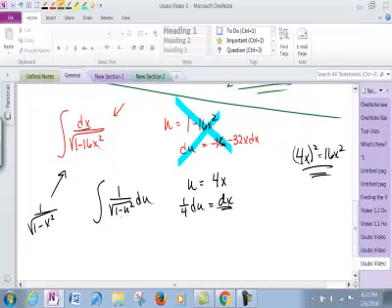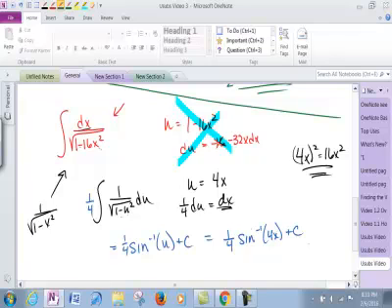All right, we're almost done. The integral of that is nothing more than the inverse sine of u. Oh, don't forget the 1/4. Don't forget the 1/4 plus c. And then because it's an indefinite integral, the last step is to replace the u, and we get 1/4 sine inverse of 4x plus c.